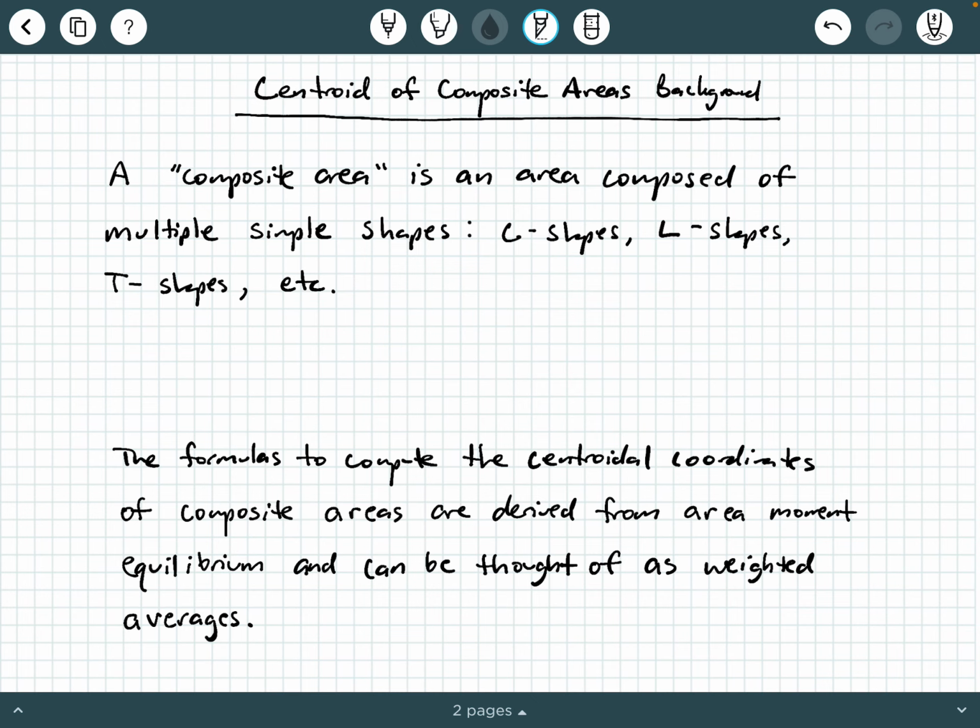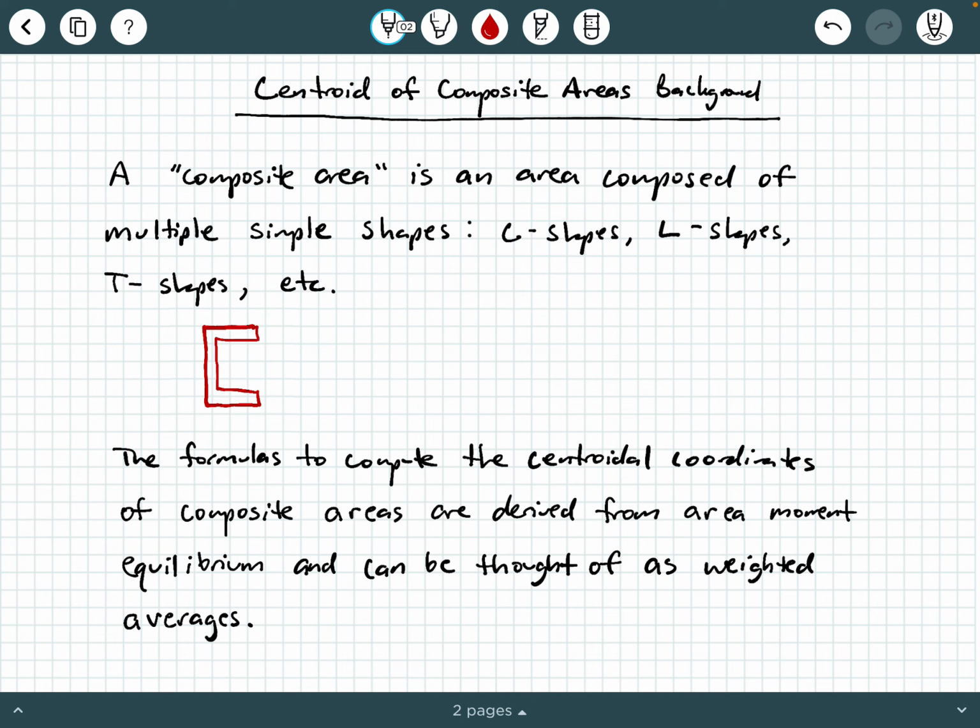First, let's talk about what a composite area is. A composite area is an area composed of multiple simple shapes. Now, we often see these as C shapes, L shapes, and T shapes, but there are other composite areas that could have different shapes as well. So what do we mean by C shapes, L shapes, and T shapes? For example, a C shape may look something like this.